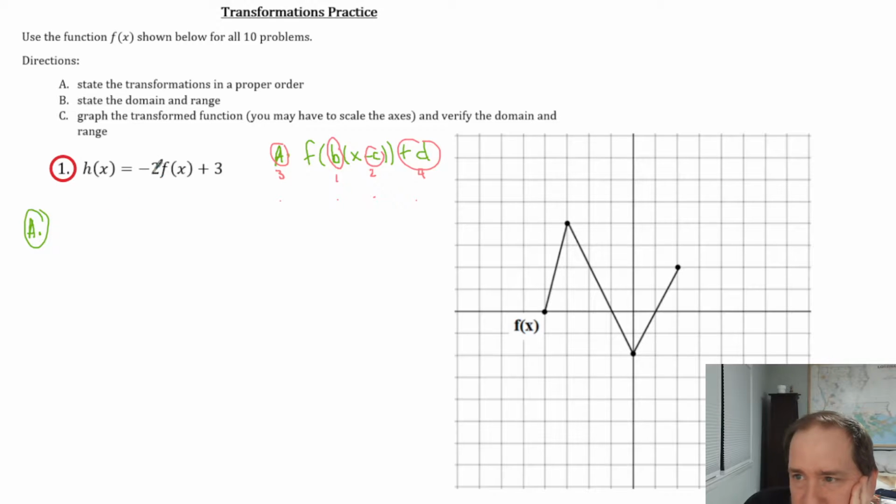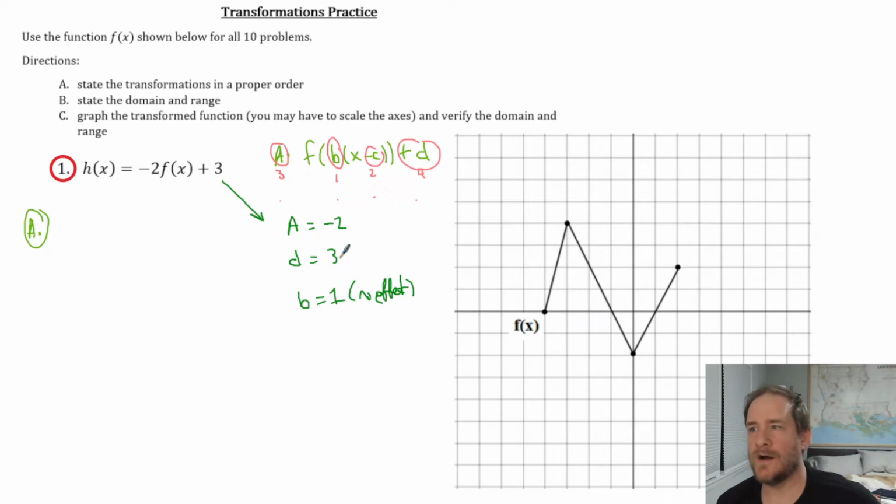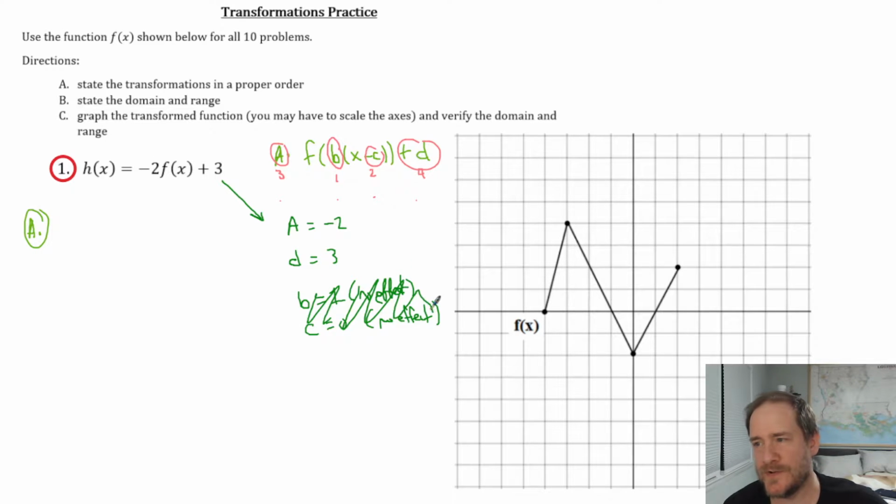But let's get down to business. Looking at this function, we can see that our A value is -2. We can see that our D value is 3. But the B value is 1. That means it has no effect. I feel like that can't possibly be spelled right, effect. Because if you dilate by a factor of 1, then it just doesn't change. And we can see that our C is 0, which means no effect, because if you translate 0 units, then that has no effect. So obviously these we just don't have to address at all.